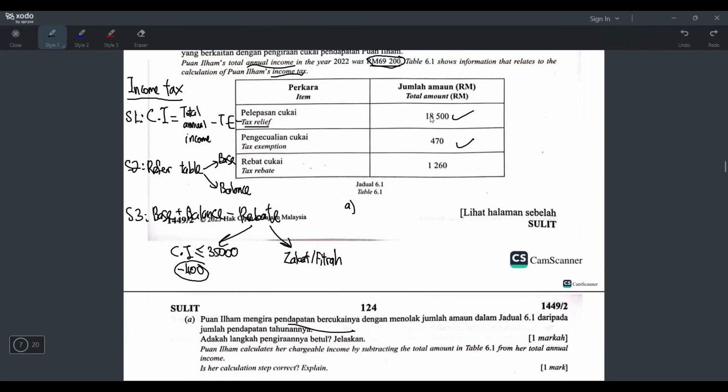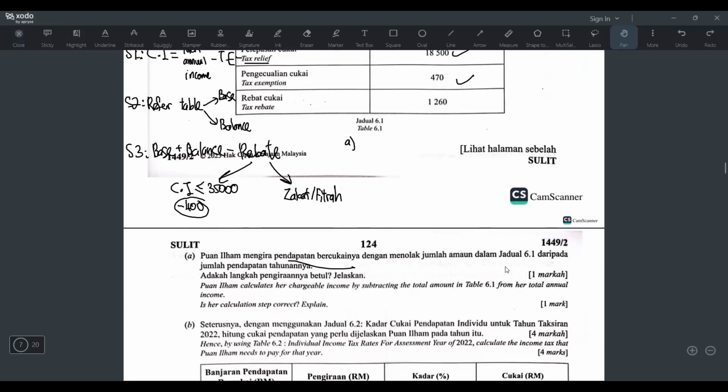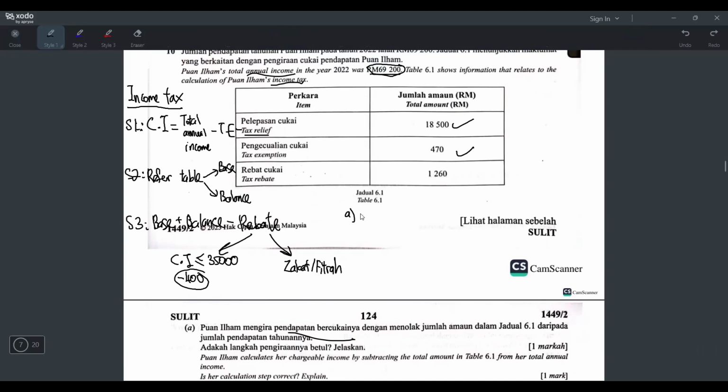But here it says what? Puan Ilham calculates her chargeable income by subtracting the total amount in table 6.1. So she goes and subtracts the total amount of all three here. And they're asking you, is her calculation step correct? Explain. So the answer is no lah. No. Okay, I'll just say not correct. Tak betul. Salah. And dia suruh jelaskan, explain.